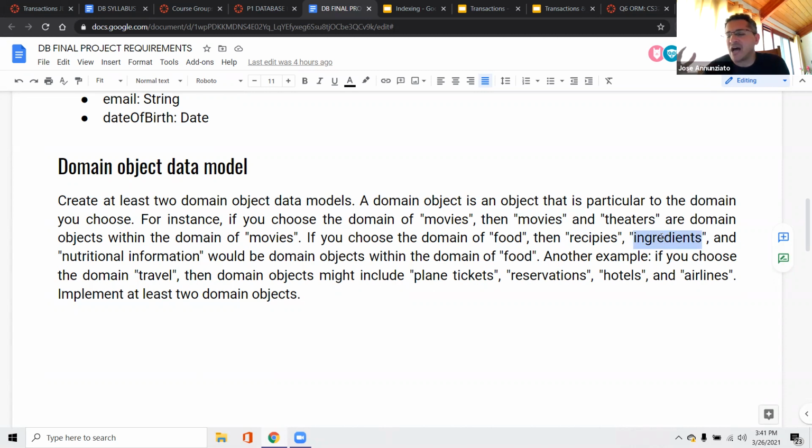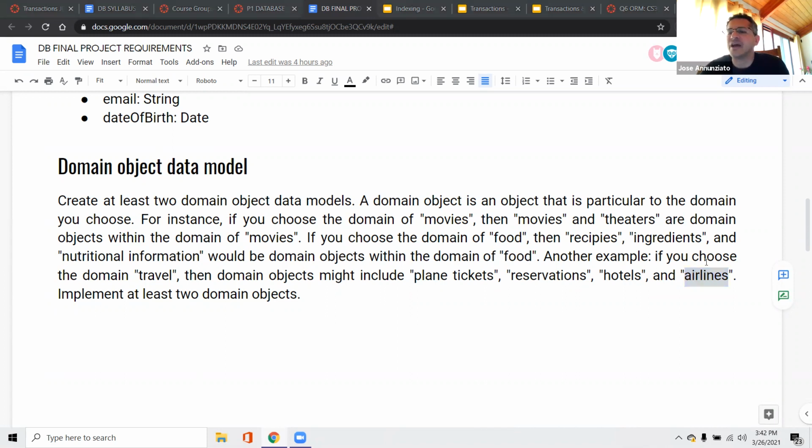Any of those objects would be relevant in the world of food, or in the topic or the domain of food. If your topic or domain is travel, then objects such as plane tickets or reservations or hotels or airlines, right? Those are all objects that inhabit the domain of travel.